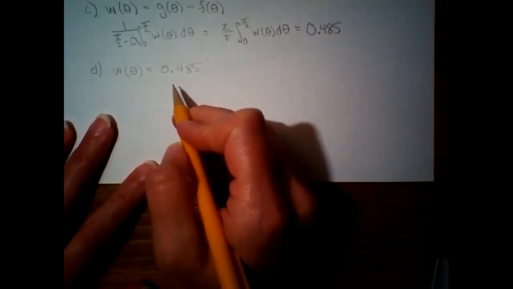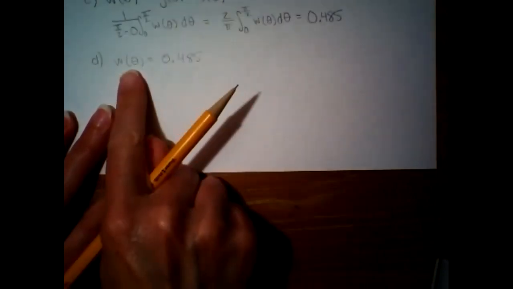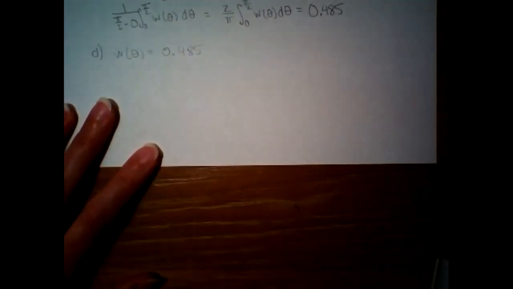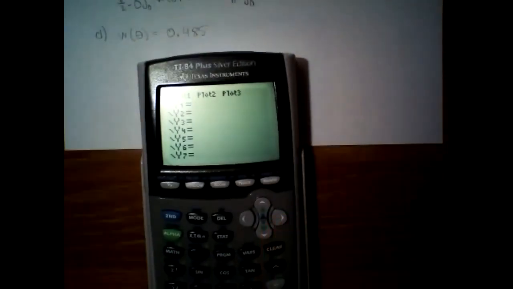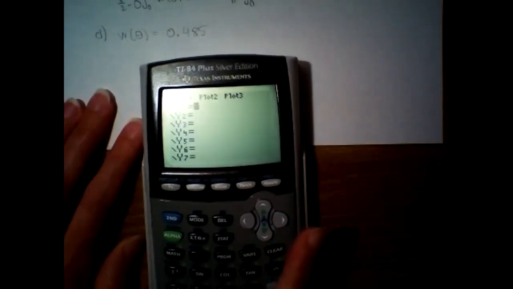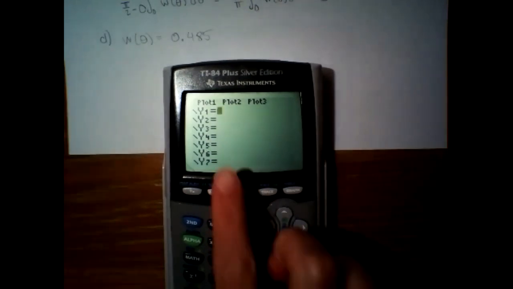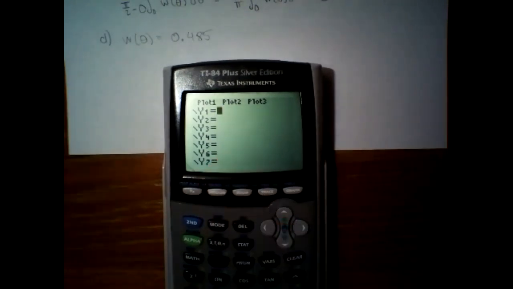Now they ask us for some other stuff, but let's take care of that first. We want to see where w of theta equals 0.485. So we're going to go to y equals, put w of theta into y1, and then put that 0.485 into y2 and calculate an intersection. So again, w of theta is g minus f.